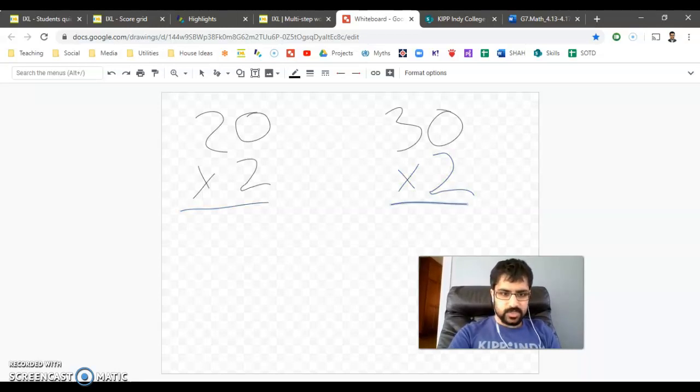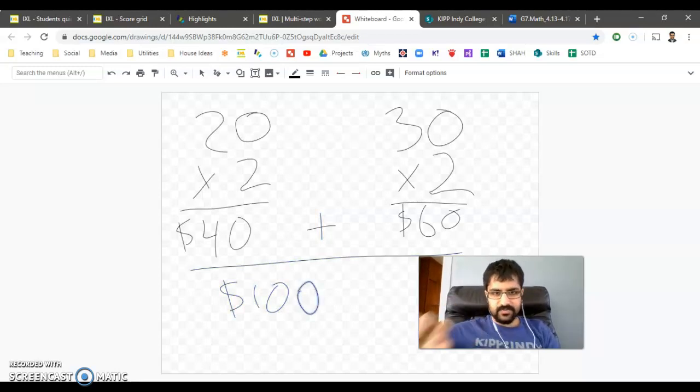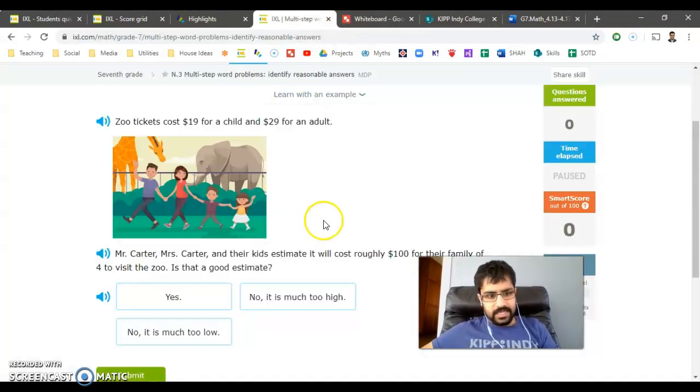And then 20 times 2 gives me about $40 for the kids. 30 times 2 gives me about $60 for the adults. If I add those two numbers together, I end up with about $100 as the price tag for the whole family going to the zoo. And I look at the estimate, they think it'll cost about $100 for the family. So it asks me, is that a good estimate? Yes. Not too high, not too low.